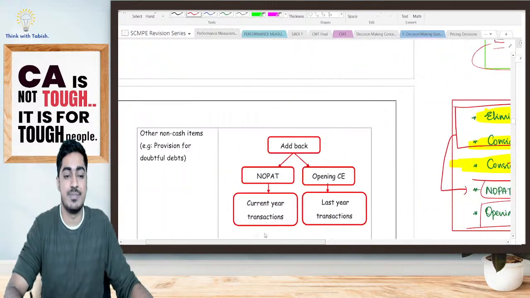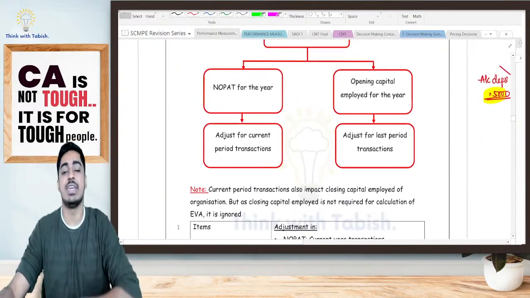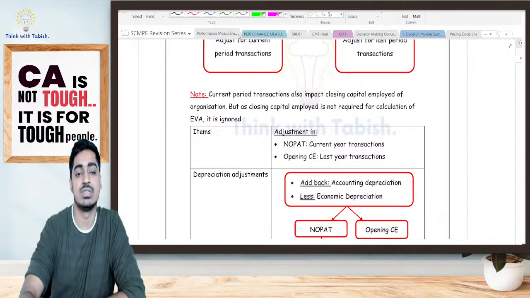Now look at this. Same thing only. Every item point by point we have written. Now look at this.